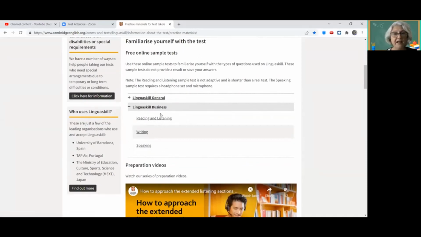Now, from what I understand, each one of these are different. And I'm going to be showing you some examples in just a few minutes. The Linguaskill, from what I understand, is online. It's all done online, which means that you're not going to be meeting a person in front of you. You will be asked questions, or you'll be given an assessment.